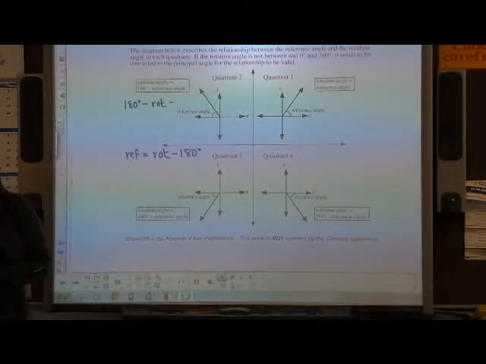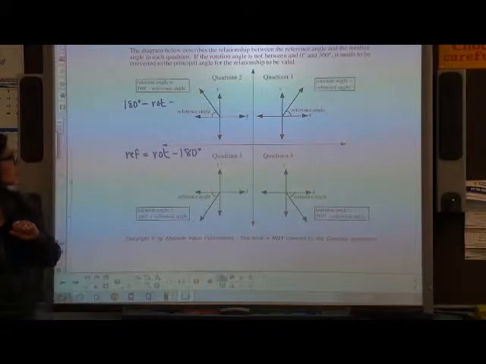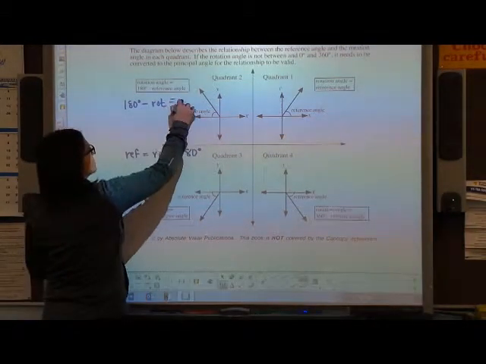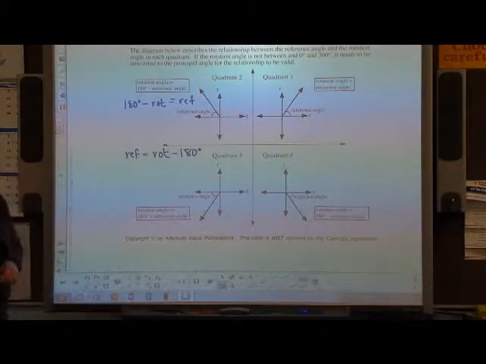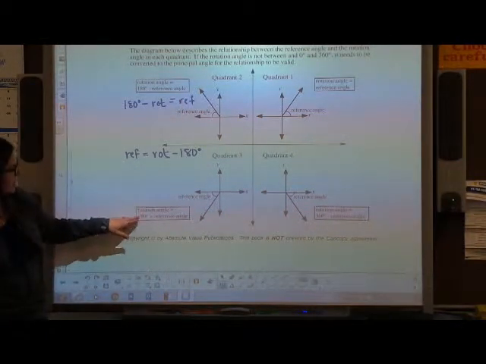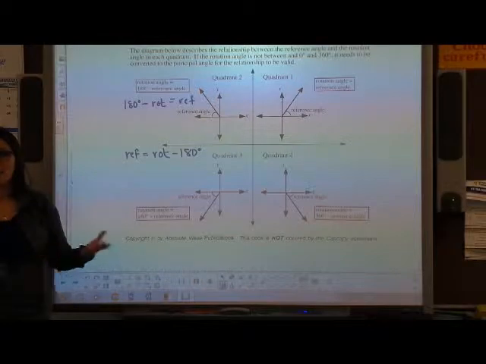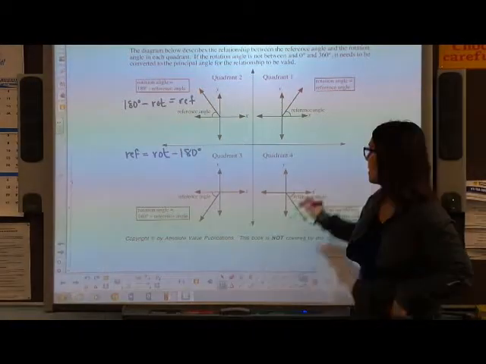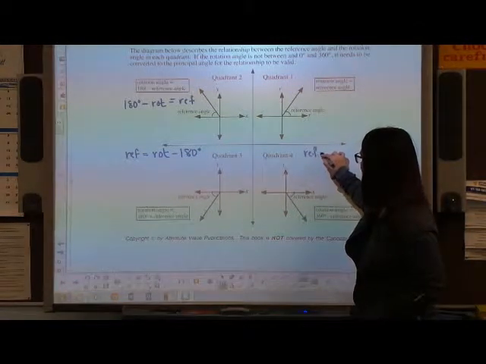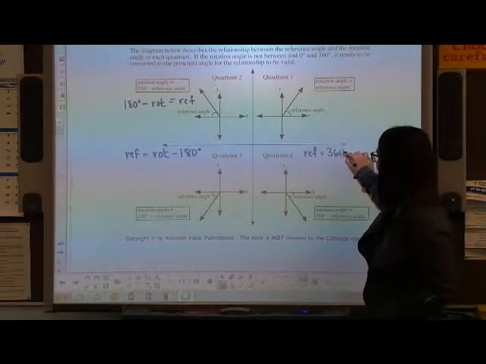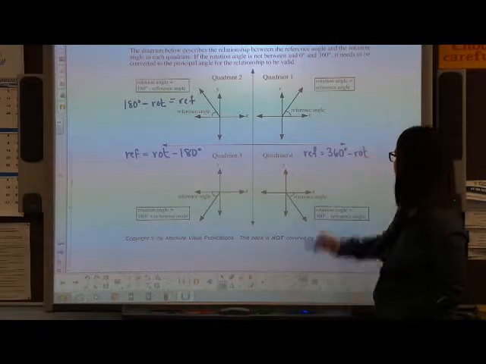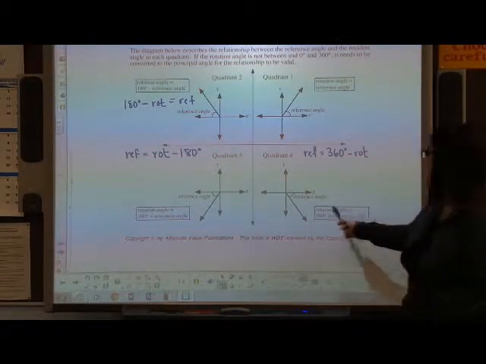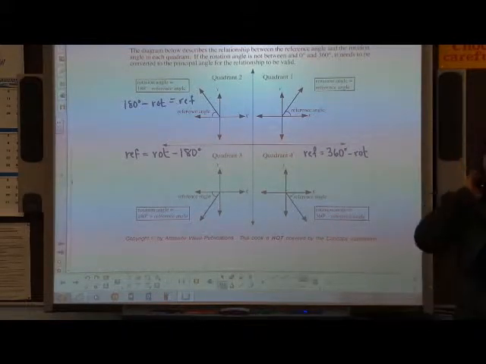There we go. So the reference angle is equal to the rotational angle minus 180 degrees, or the rotational angle is 180 plus the reference angle. It depends which one you're given, right? And then in the last quadrant, we found the reference angle by going 360 minus the rotational angle. If you have the reference angle, it would be 360 minus the reference angle.